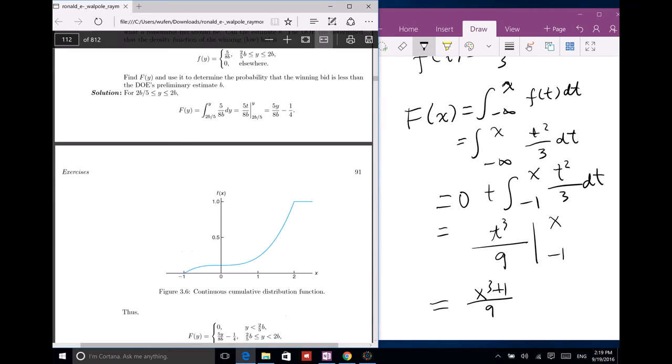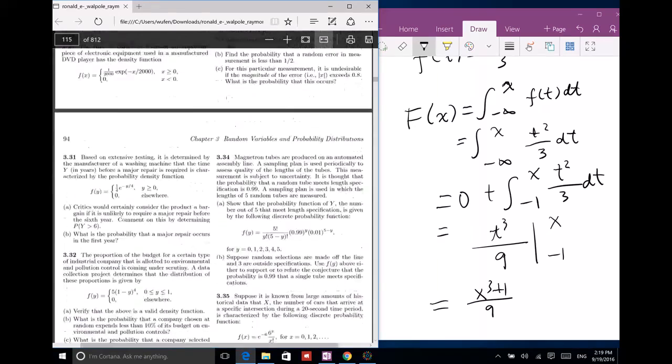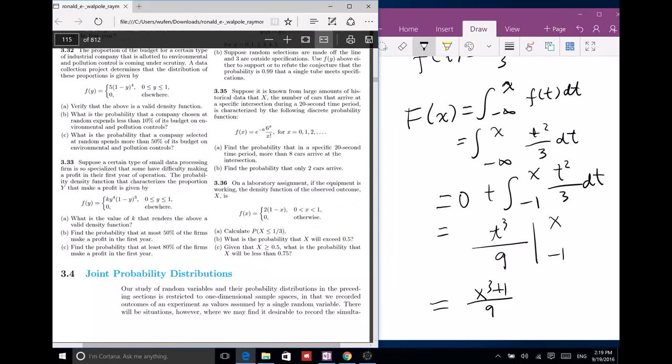You can look at the next problem yourself. That's the continuous function. And I think we can stop here for today.